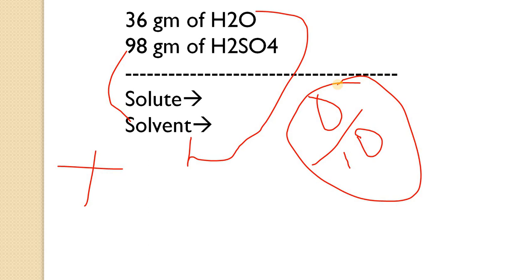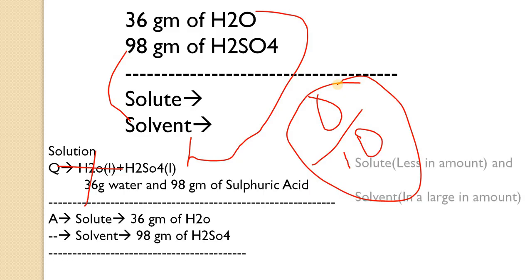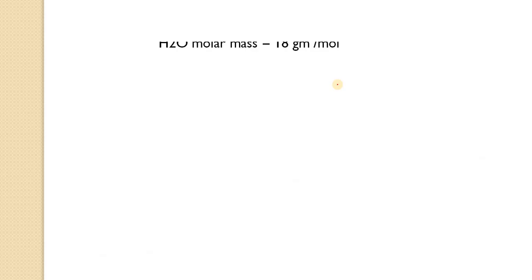Can you tell me what is the molar mass of water? As I already told, the solute is less in amount and the solvent is more in amount, right? So, what is the molar mass of water? Molar mass of water is 18 gram per mole, right? And what is the molar mass of sulfuric acid? 98 gram per mole. Now you know the calculation, how to do it, right? This is a very simple calculation.